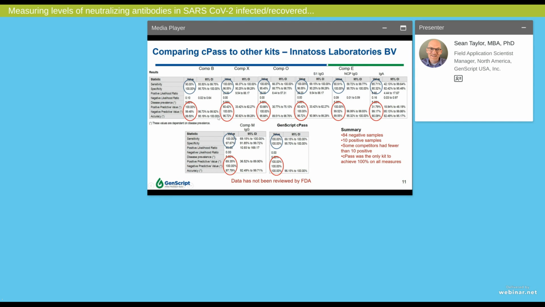But even more importantly, the positive and negative predictive value and accuracy were widely different between these assays, as you can see here, versus the Cpass test. So this is data from an independent lab that was testing the kit, that wanted to compare and assess to pick a kit that gave them the best results. And Cpass definitely showed this.